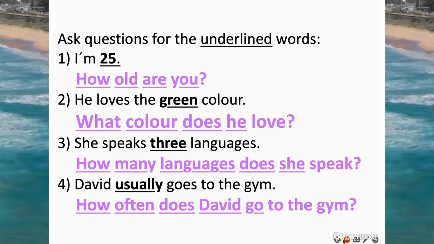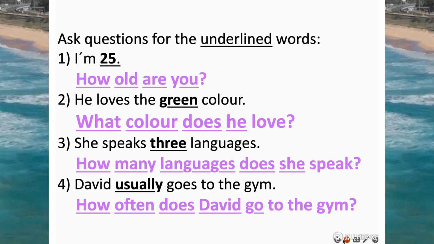She speaks 3 languages. How many languages does she speak? If you write how many language does she speak, it's not correct because after many we have a plural noun, languages. If you write how many languages do you speak, it's not correct because the subject is she. If you write how many languages does she speaks with S, it's not correct. So the correct question is, how many languages does she speak?